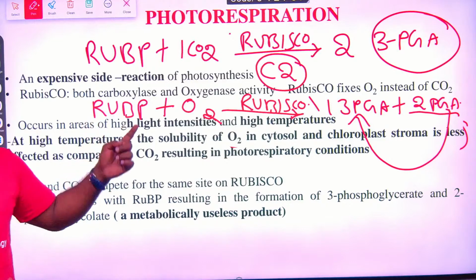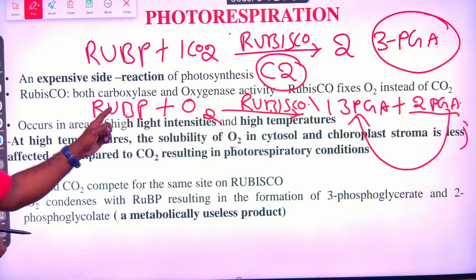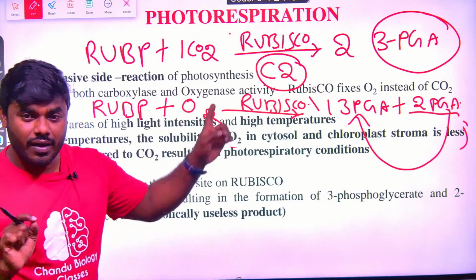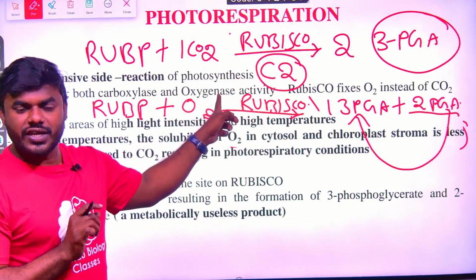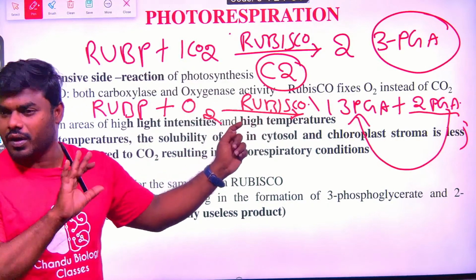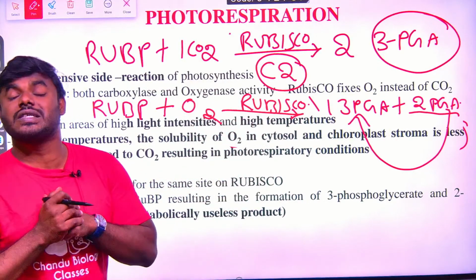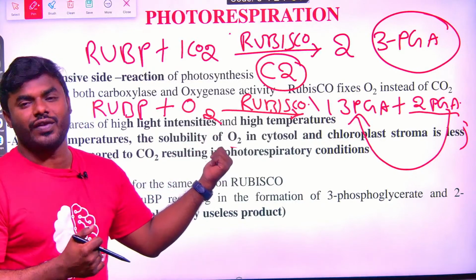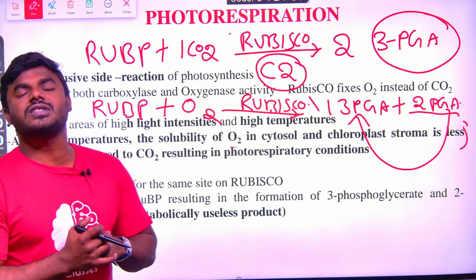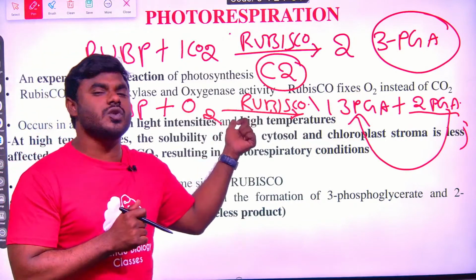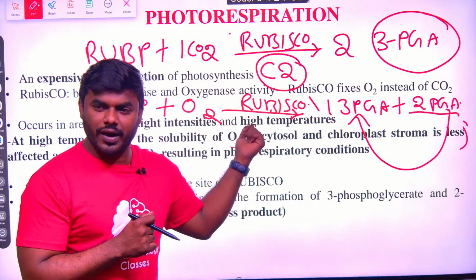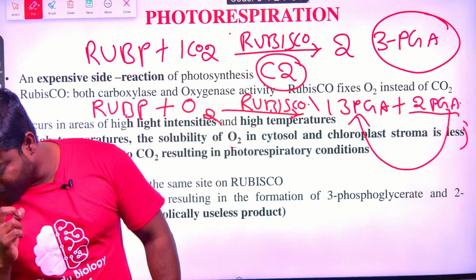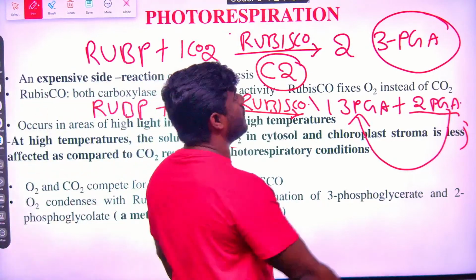You're getting the point? So the C2 cycle, very good. The C2 cycle only happens in C3 plants. The C2 cycle never happens in C4, never in CAM. Why? Because they have lots of escaping mechanisms, whereas C3 do not have it. What is the reason? Because in C4 and CAM, the principal enzyme is not Rubisco. Their principal enzyme is PEP carboxylase. I hope everyone got it. Wonderful.